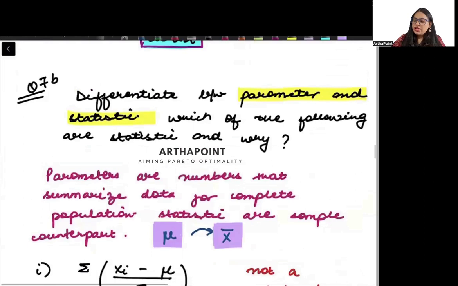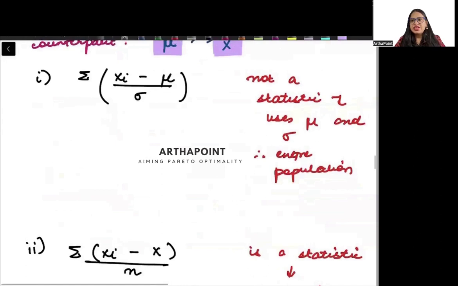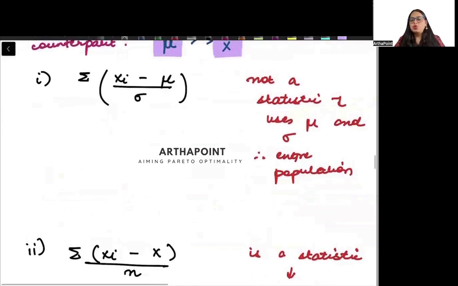Now the question is going ahead and asking which of the following are statistic and why. इनमें से कौन से statistic हैं और क्यों आप उनको statistic बोलोगे? Why will you go ahead and call them as statistic? Let us try to read the first one. So in the first one, you see that there is presence of mu and sigma. It means that you are finding deviation from the mean of the population. So you would need the mean of the population. It means you are working with a parameter and you're not working with a sample. So therefore it is not a statistic.